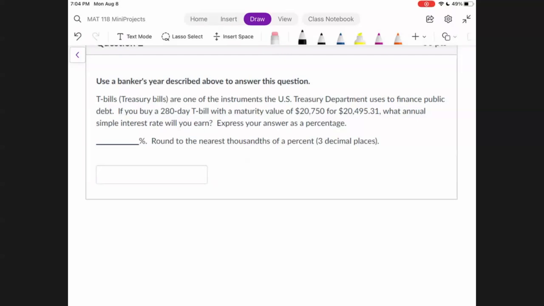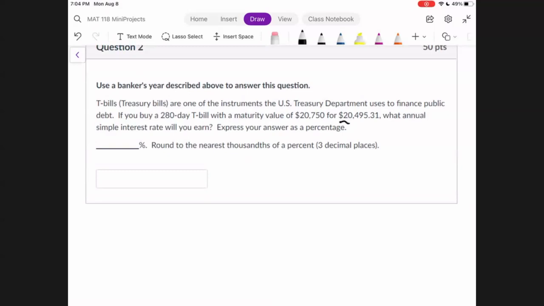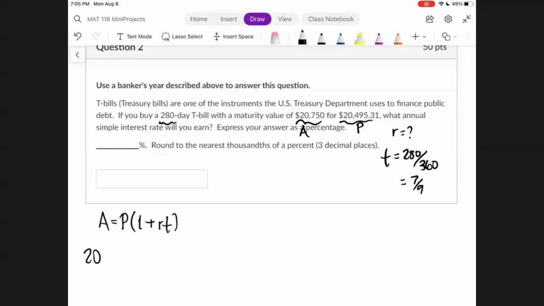It's very similar to the previous problem. We're looking for that rate. Just to emphasize a few things: we know we have our P because that's what we purchased it for. We know this is our A. R, we're unsure, but we know it's a 280-day T-bill, so T would be 280 over 360, and I think you can simplify this to 7/9. So let's plug everything in. A is what the maturity value is, and 1 plus R, I don't know.